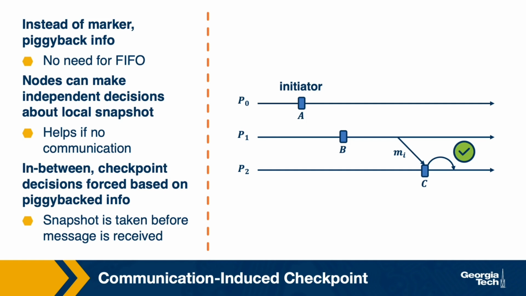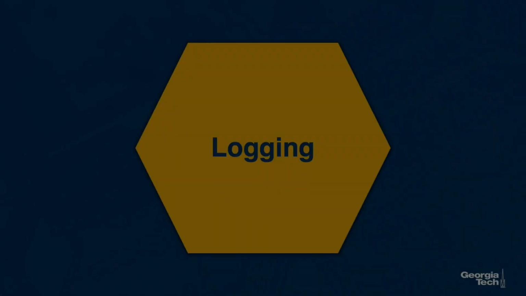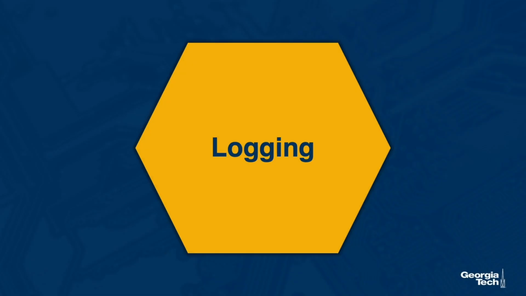By doing that, this scenario where we had a problem in the earlier example can be solved. The checkpoint of P1 is taken before the message is sent. The checkpoint C of P2 is also taken before the message is formally received by the process. And if there is a failure in the system, the two checkpoints will represent a consistent cut and will form a valid recovery line.